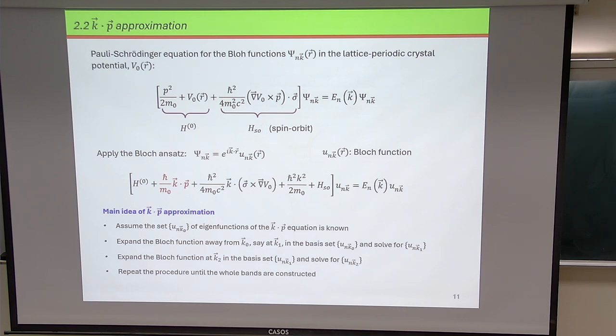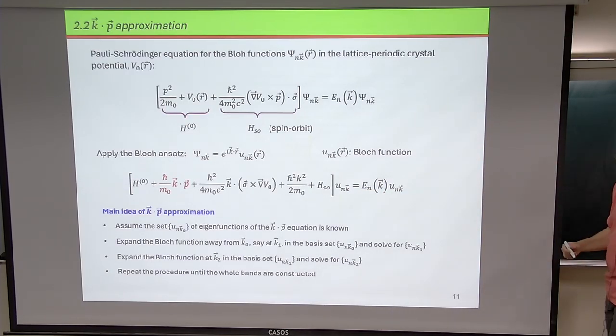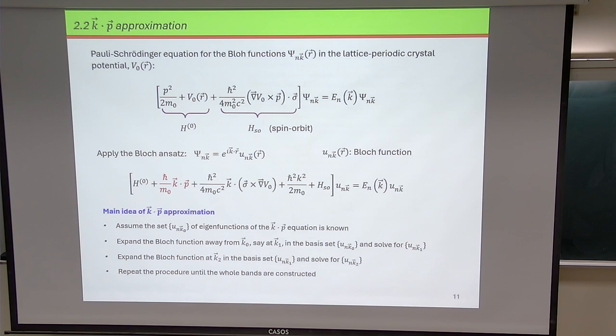Maybe I can do a scheme here. Let's say I have my band, and I choose my k naught here. The first thing, I assume that I know the states at k naught. I then build the matrix representation of this Hamiltonian in this basis that I know for k naught. So this is the basis here, and I use this basis to calculate this Hamiltonian.